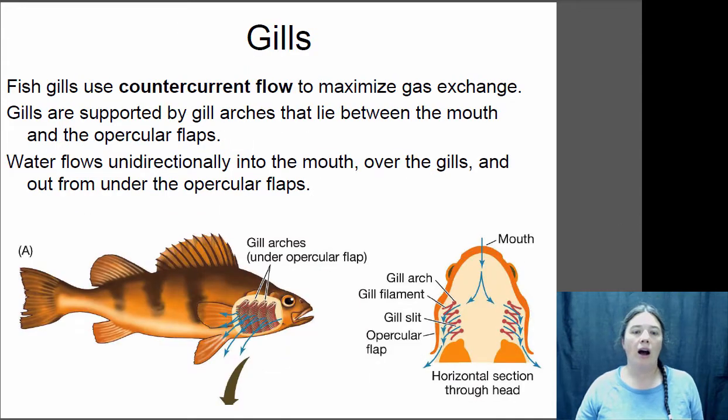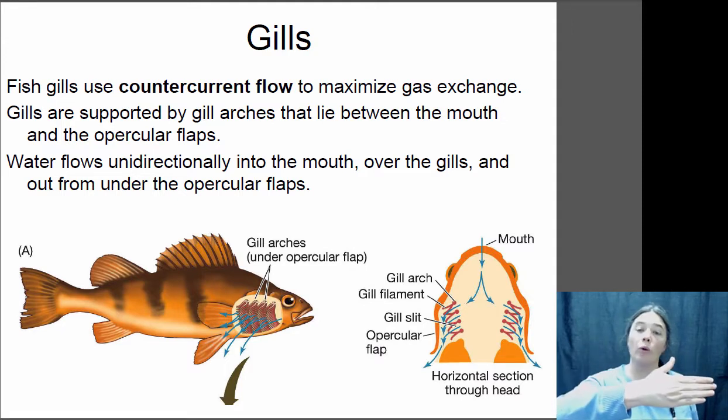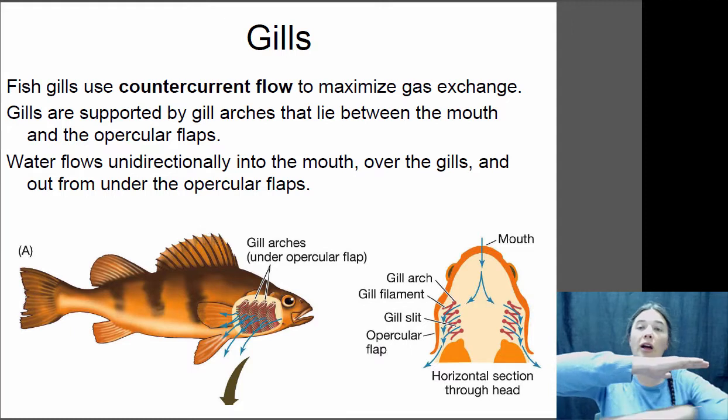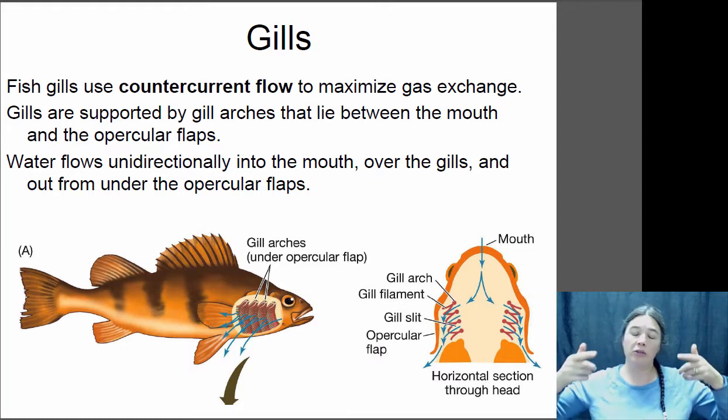So let's take a look at some respiratory structures. We'll start with an aquatic respiratory structure, gills. Fish use gills extensively, and they have what's called a countercurrent flow in the gill. What that means is that the water is flowing one way across the gill and the blood is flowing the other way. Generally in fish, the gills are within the mouth.